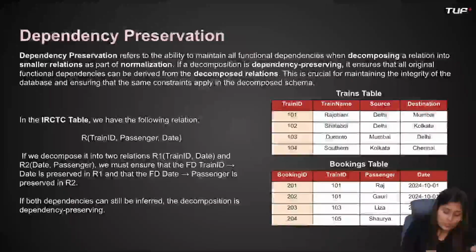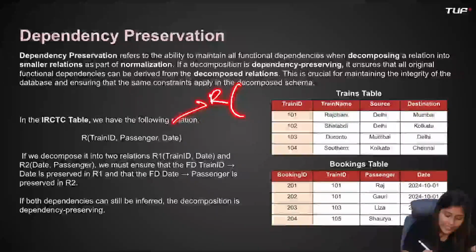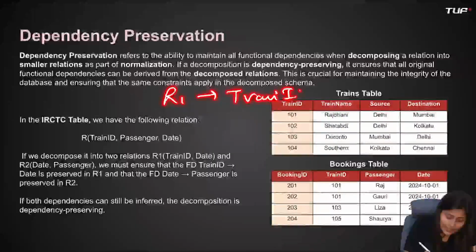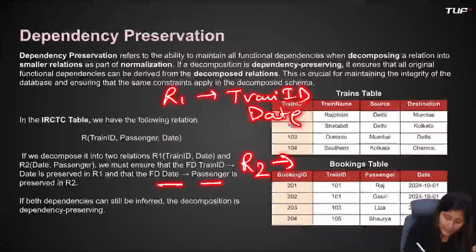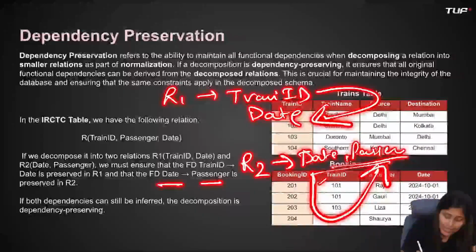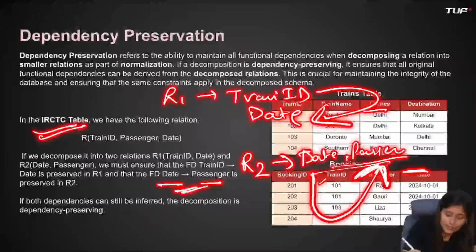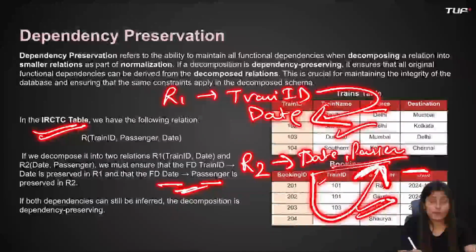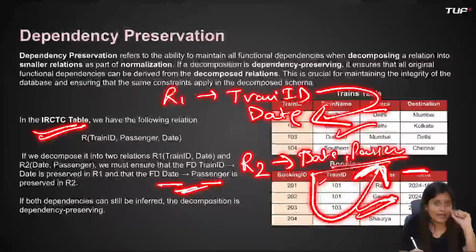So let's take the example. If you have train ID, passenger and date in one table, and you're dividing it into two tables, R1 having train ID and date, and another table where you are saving date and passenger. So here you can say train ID determines date, yes, and date determines passenger. These were the only dependencies in the larger table also, and in the smaller tables the dependencies are preserved. So here you can say the dependencies are preserved and none of the dependencies are missed.